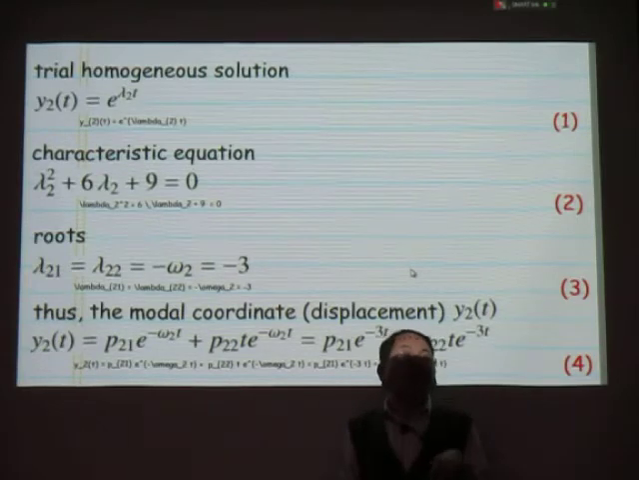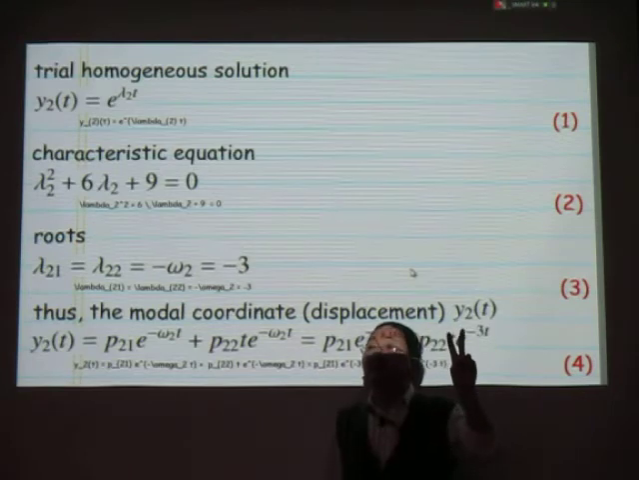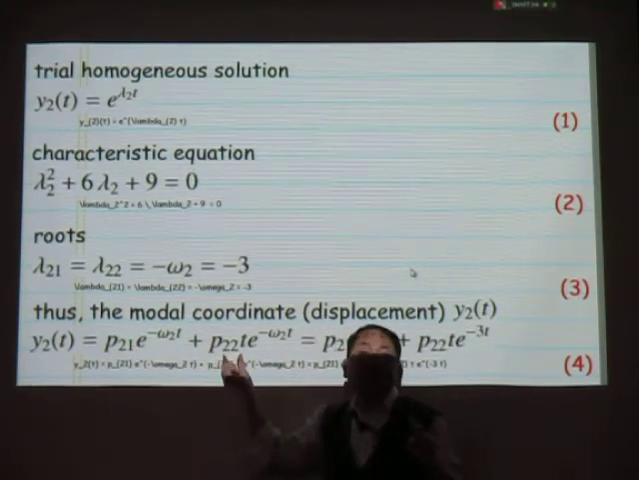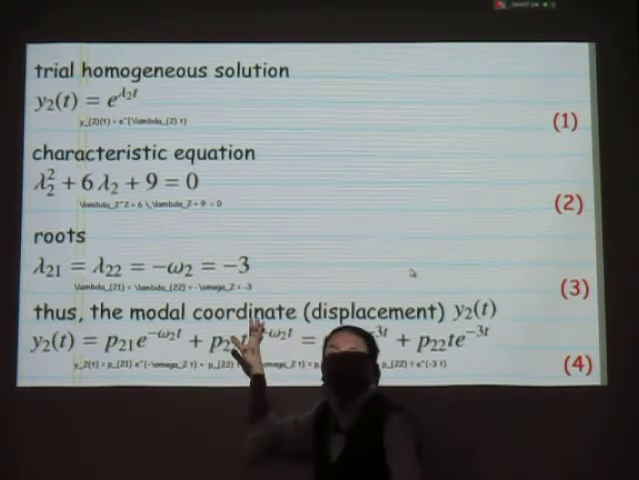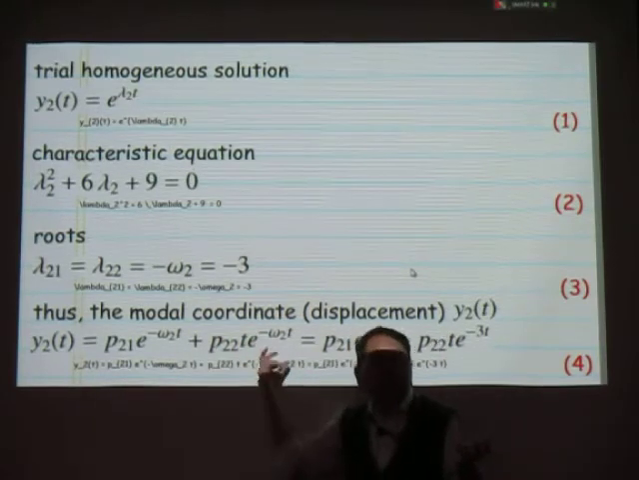But you need two. Why do you need two? Because you have two initial conditions, two modal initial conditions. So you need two parameters to satisfy. Okay? If you have only one term, you cannot satisfy two initial conditions. You need to have two terms.